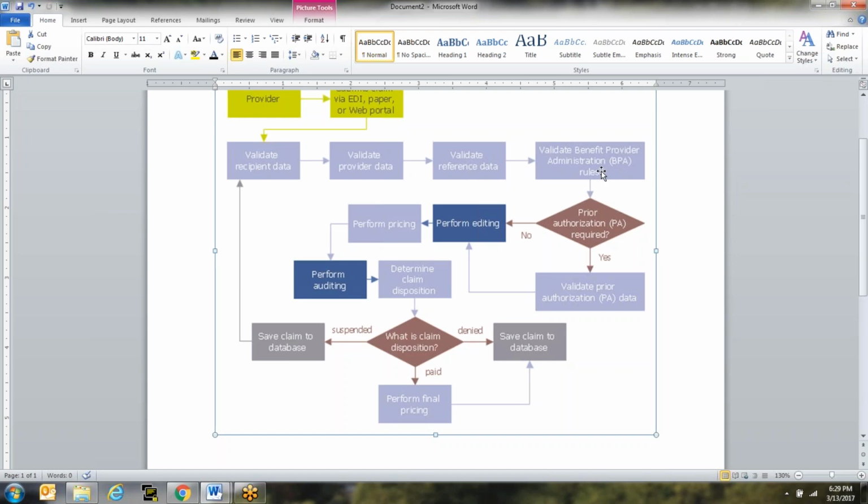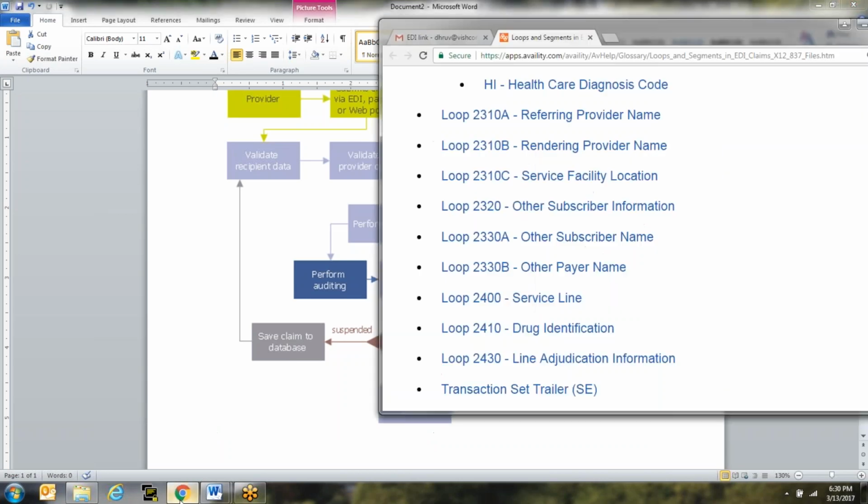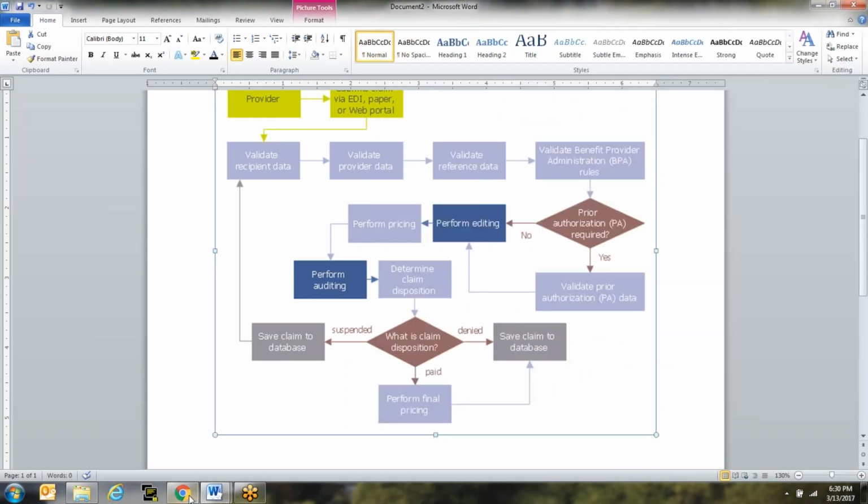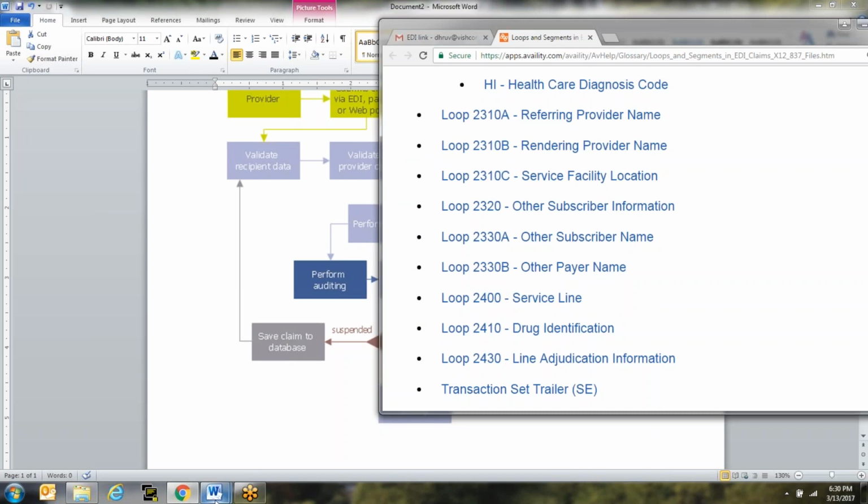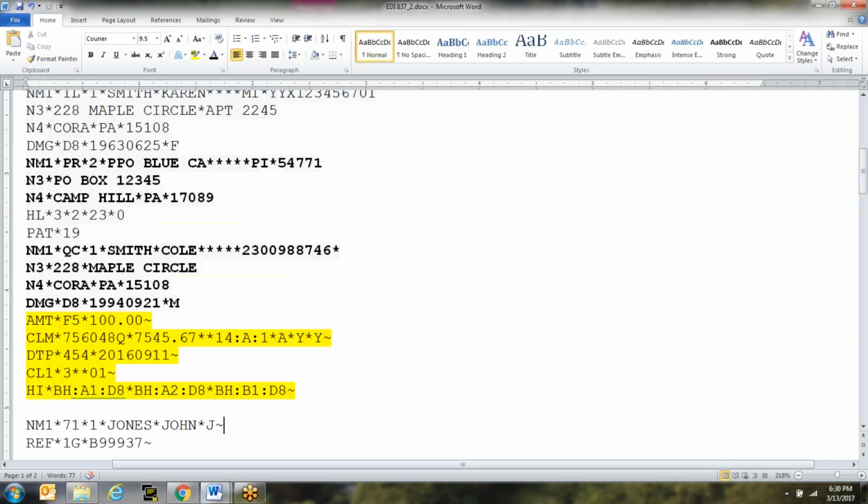Next step is validate benefit provider administration rules. What does that mean? Benefit provider administration, it's just an internal term. What the system does now is look at this: okay, this is coming from the right person, this is coming to the right person, this is a complete EDI file. Now let's check other areas of the file.